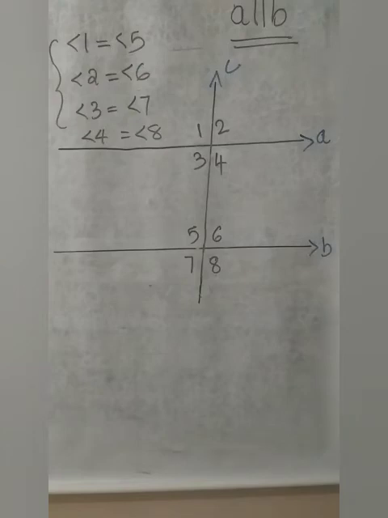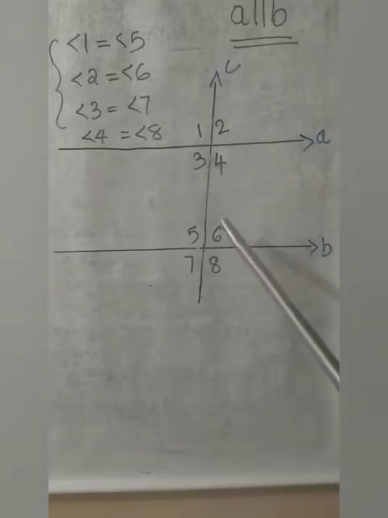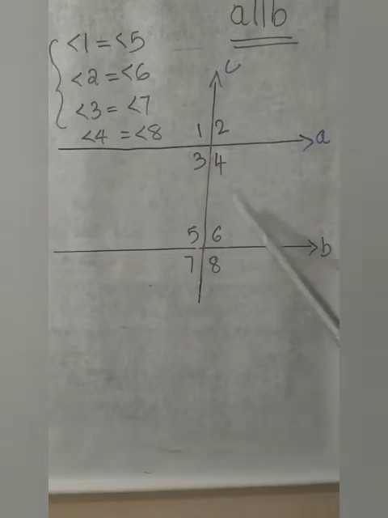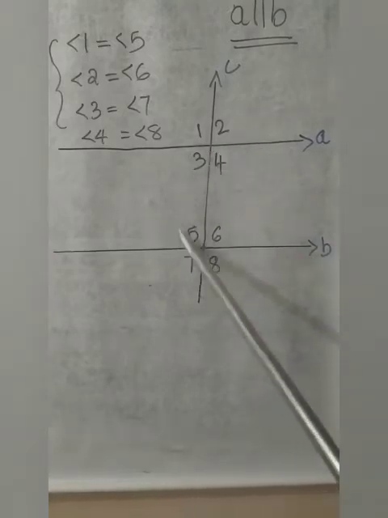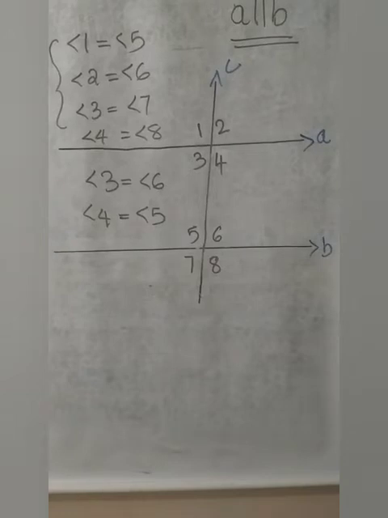Again, if A and B are parallel, that means these two lines are parallel, then the alternate interior angles are equal. That means angle 3 is equal to angle 6, angle 4 equal to angle 5. So, the second set, alternate interior angles, also will be equal. Here we are discussing only the alternate interior angles, not alternate exterior. So, corresponding angles, all pairs are equal. Alternate interior angles are equal.